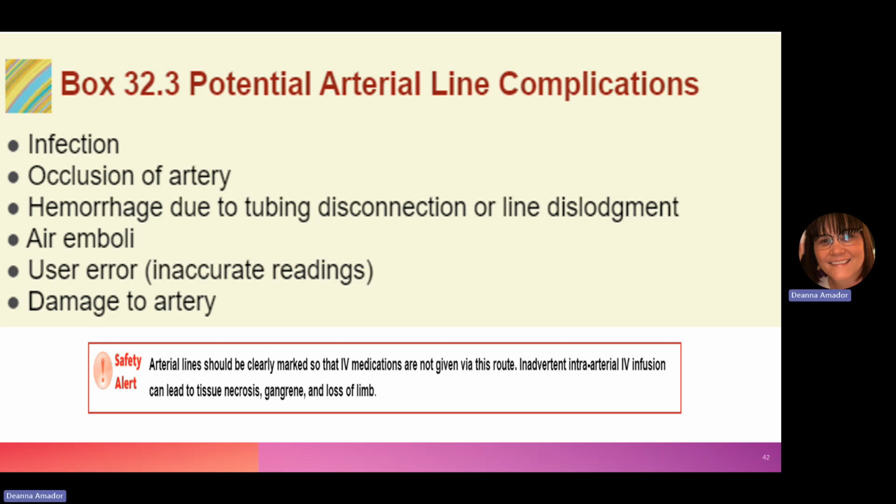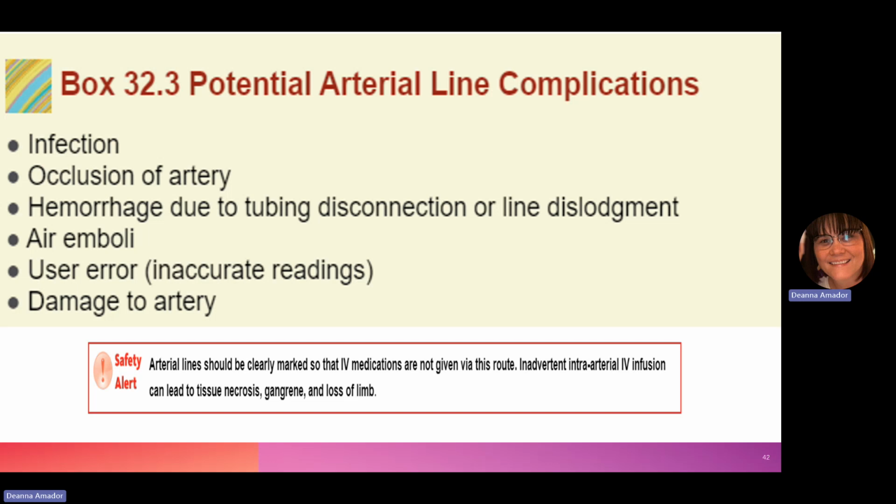Okay. There obviously are some potential complications that you have to look for with patients that have arterial lines. Obviously, it's invasive, so infection is a complication. This came right out of your book, so box 32.3. Infection, occlusion of the artery or a clot, and you could have hemorrhage if that tubing becomes disconnected, or if the patient pulls out the art line, they could bleed through their artery. And like I said, it's an artery, so you could exsanguinate very fast.